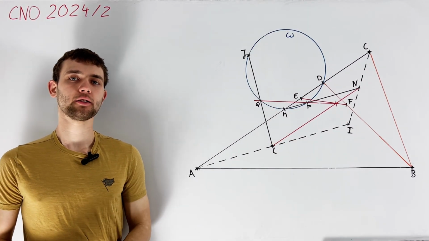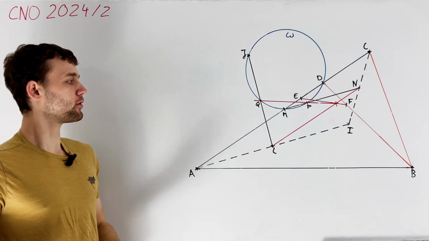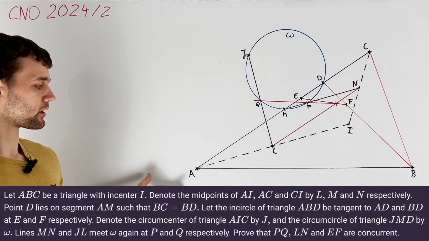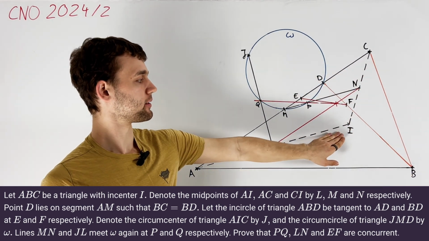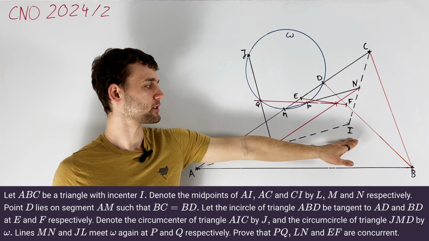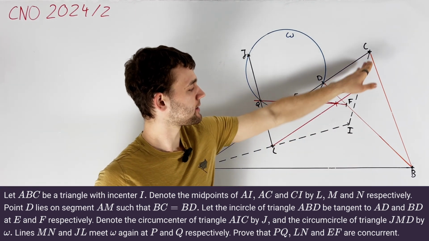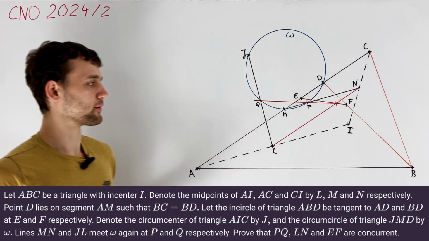Hey guys, in this video I'm going to present a solution to problem 2 from the previous China National Olympiad, which was a geometry problem. We have given a triangle ABC with incenter I. Furthermore, we denote the midpoints of segments IA, AC and CI with L, M and N respectively.